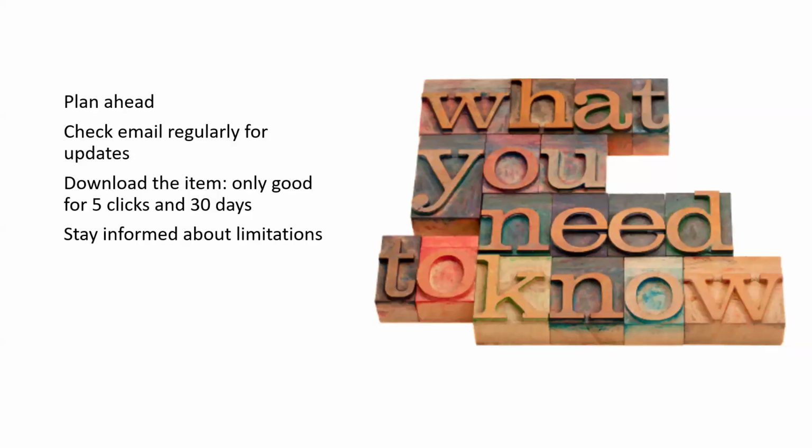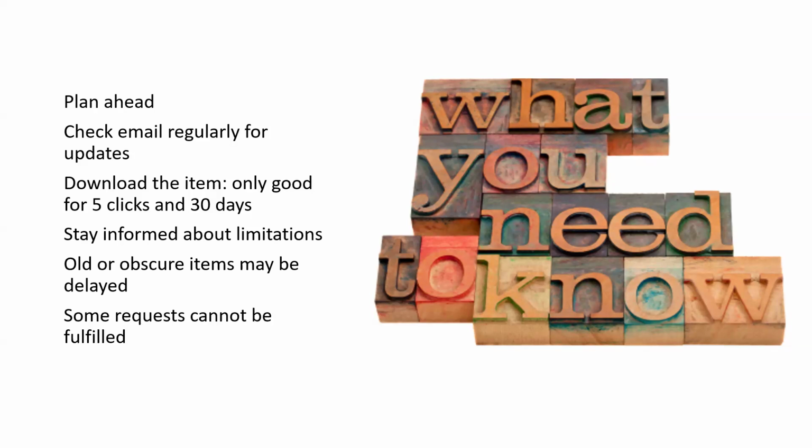Stay informed about any limitations on the type of things you can request. Know that old or obscure items may be delayed. They might have to be scanned and sent, since they may not be born digital. And know too that some requests just simply cannot be fulfilled. They might be too old. They might only be available in a special library that we can't access. Perhaps there's some type of copyright restriction on it or a publisher limit. So just know that going in.